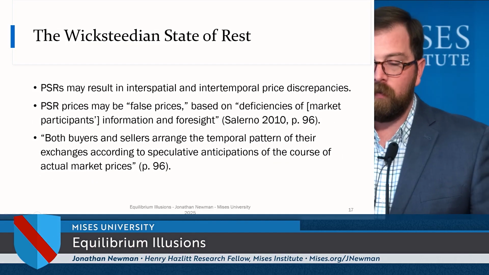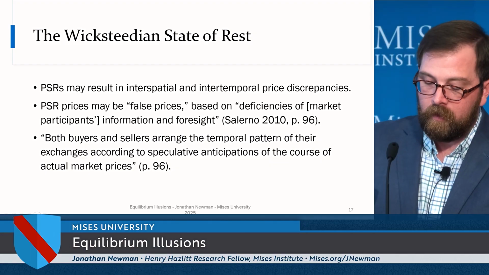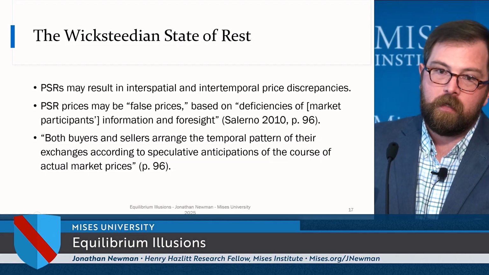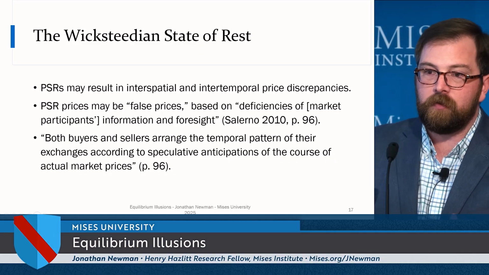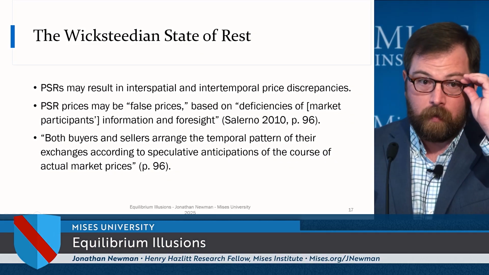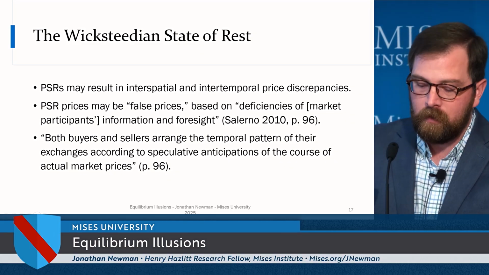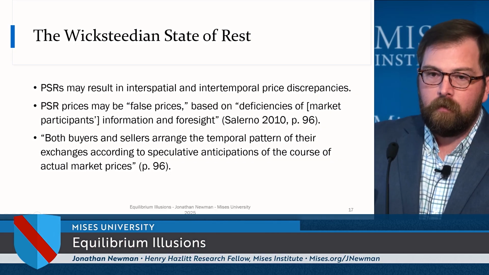Okay, the Wicksteedian state of rest occurs because after a PSR is established, we can have these interspatial and intertemporal price discrepancies, differences in prices across space and time.